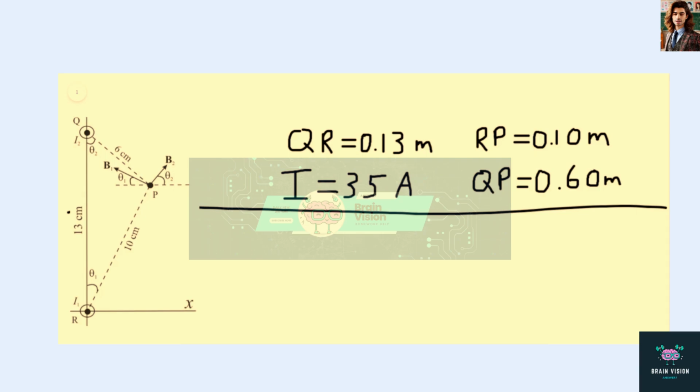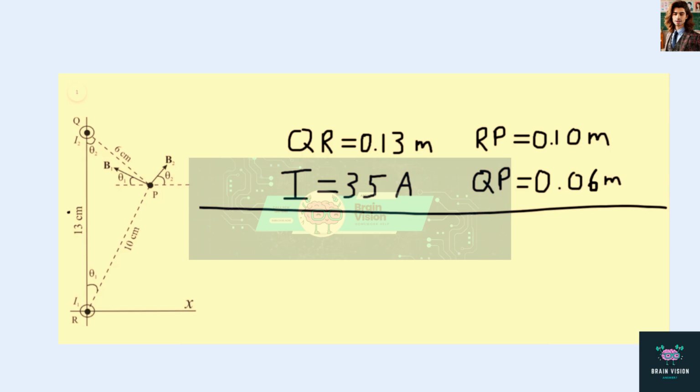It says determine the magnetic field vector at a point 10 centimeters from one wire and 6 centimeters from the other wire. So 10 centimeters from one wire and 6 centimeters from the other wire will make this triangle to point P. So RP is 10 centimeters or 0.1 meters, and QP is 6 centimeters or 0.06 meters. I had a little mistake there. I put 0.6 meters, which would be 60 centimeters. This should be 0.06. Fix that really quick. Okay, so 0.06 meters for the distance QP.